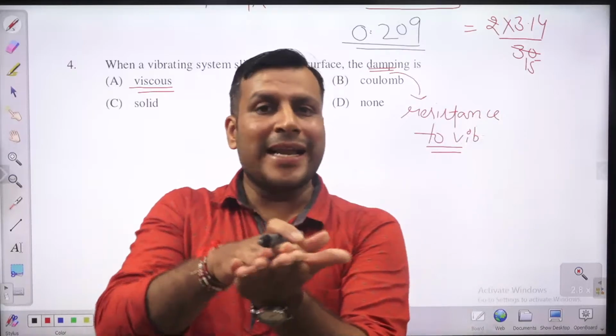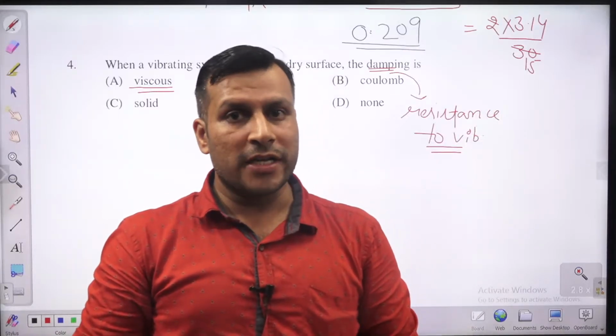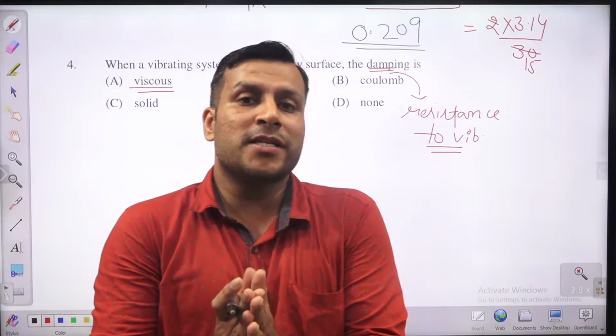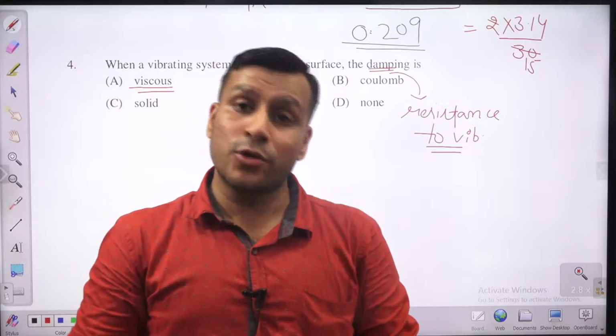Guys, if there is a direct surface to surface contact between the two bodies, due to that also the friction between the two bodies, some resistance will be there to the motion, against the motion.